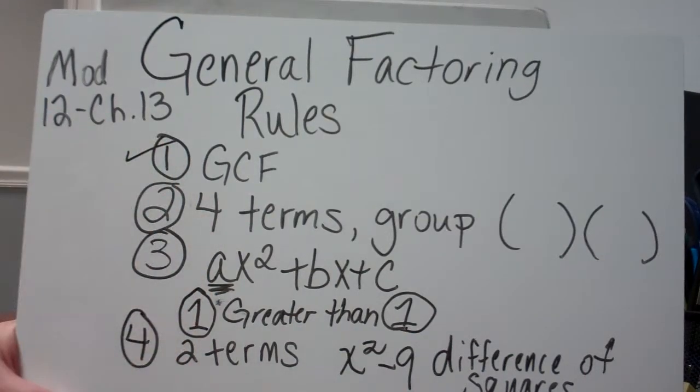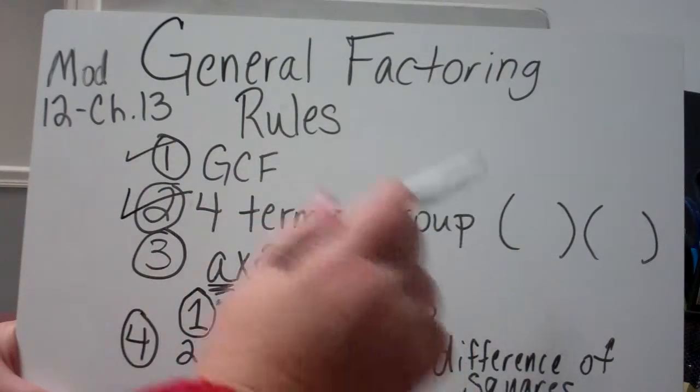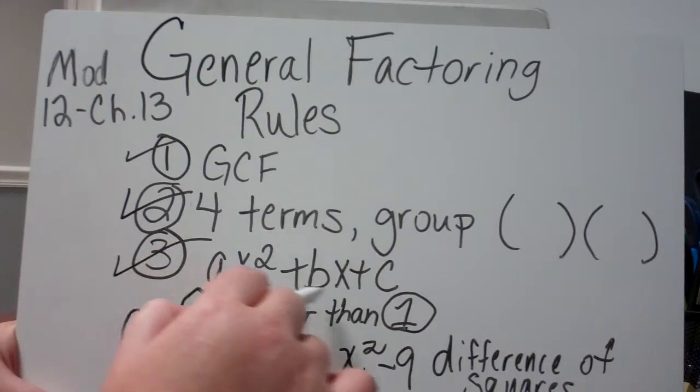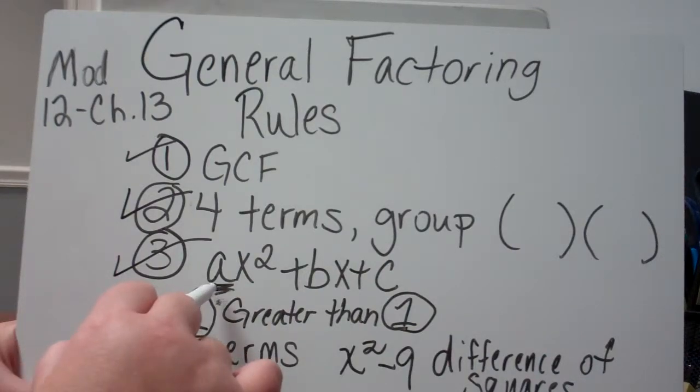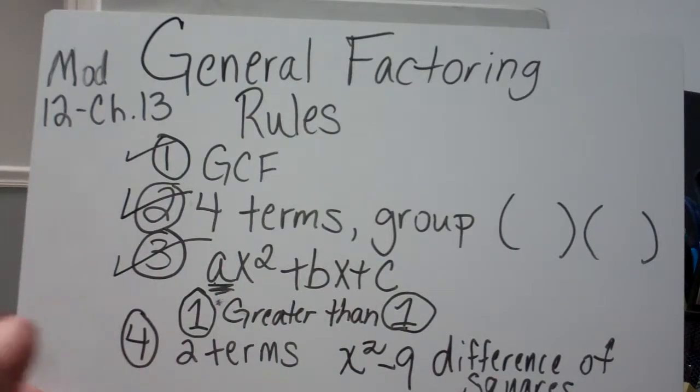First of all, you always start with the greatest common factor. Look to see what they have in common that you can take out. If there are 4 terms, you're going to group using parentheses. If there are 3 terms, you have to look to see if this number is 1 or if this number is greater than 1. That's going to determine how you're going to work that problem.